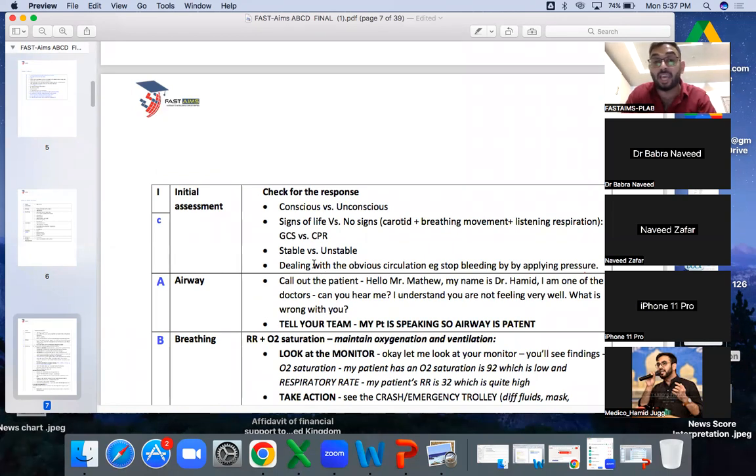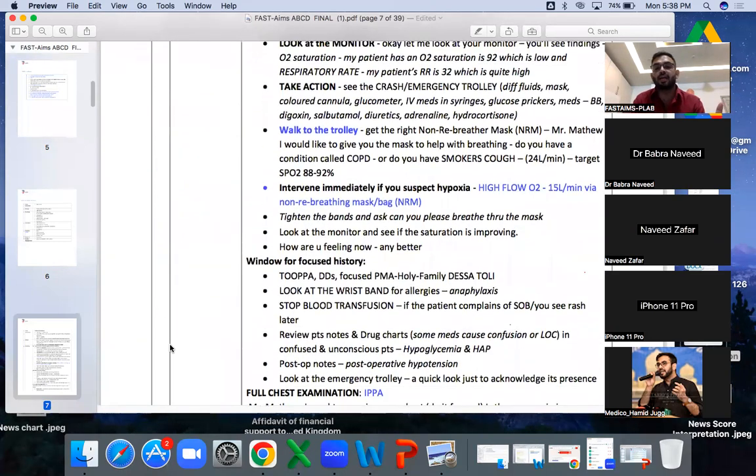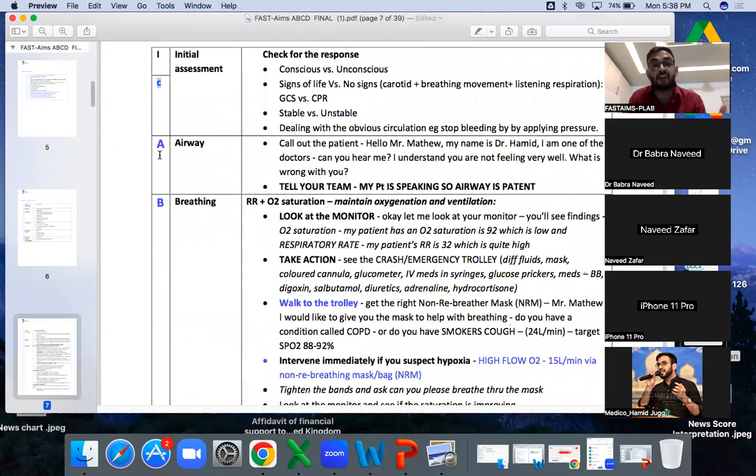What is C? What is small c? I have put that small c. This is dealing with an obvious circulation problem. There's a scenario where the patient is bleeding. You will not start directly with your ABCD approach. You will stop the bleeding first. The small c is for the circulation; otherwise, circulation comes after B. But small c comes before if there is obvious bleeding, an obvious problem with circulation, and you can stop it by putting on pressure or something. This is just for your knowledge.